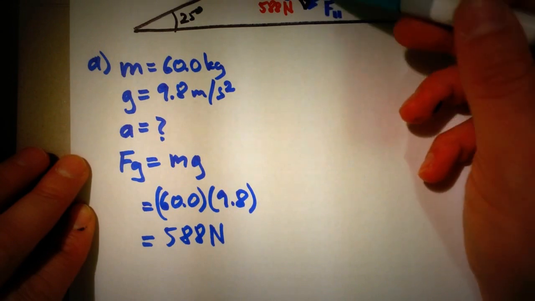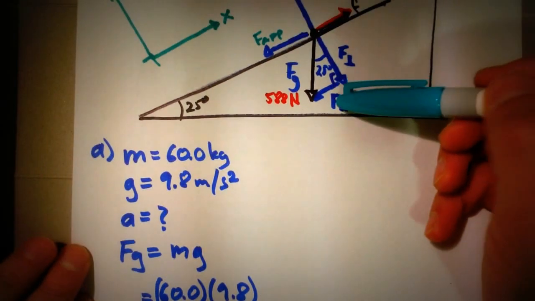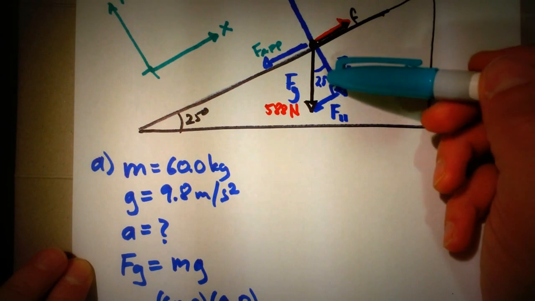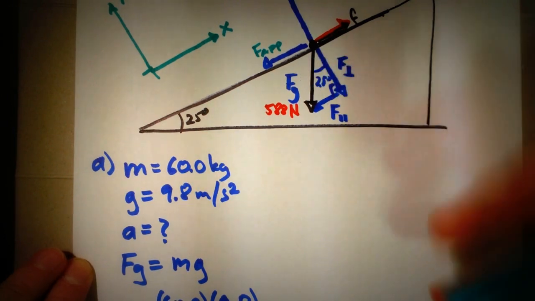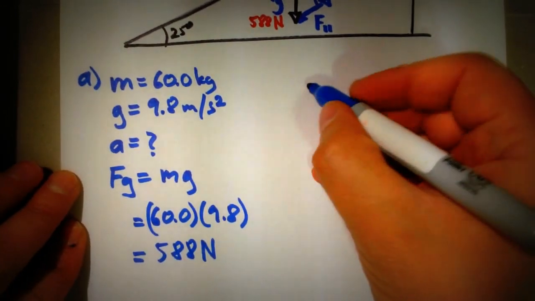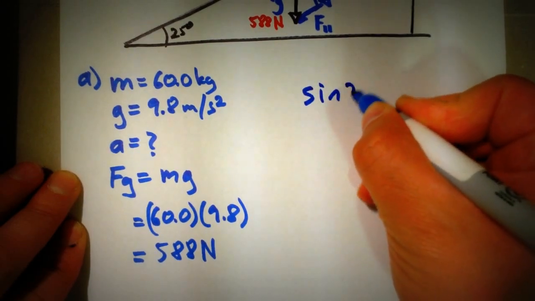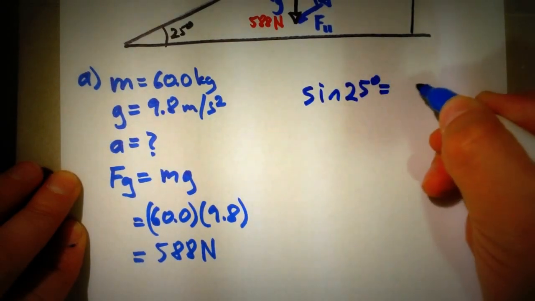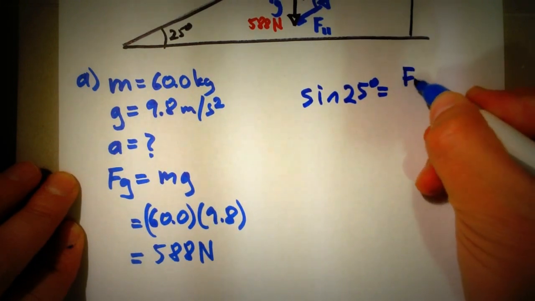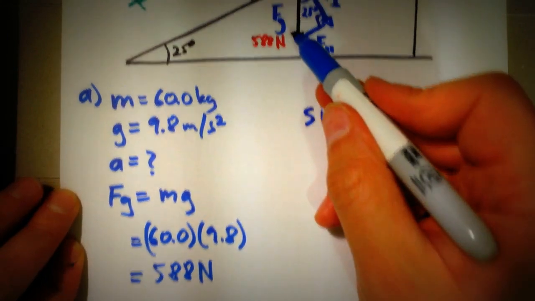So how do we do that? Well, the parallel force, right, would be opposite to the angle, and so opposite over hypotenuse. So we can use sine. We can use sine in this case. So let's do this. We use sine 25 degrees is equal to opposite over hypotenuse. So opposite would be the parallel force over hypotenuse, which is the force of gravity here.